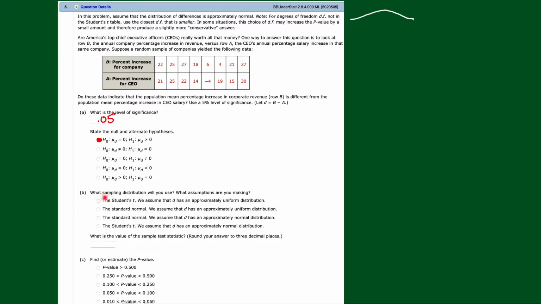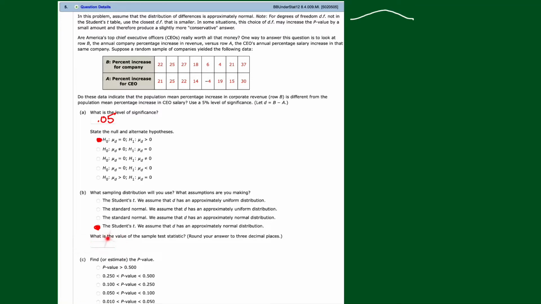Question B says, what sampling distribution will you use? Well, let's see. We are assuming that these are normal. So I think we're going to be using student T. Student T, we assume that D is approximately uniform. No, that's not it. Let's see. We're going to use the student's T. Forget the normal. This is the only one left. The student's T, we assume that D is approximately normal. Yes, they're telling us it's approximately normal. We have small samples.